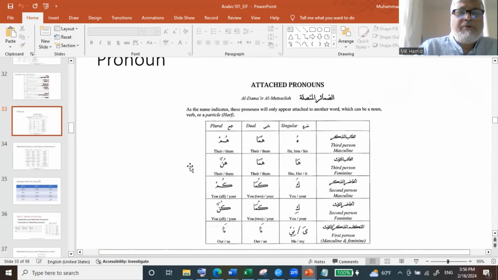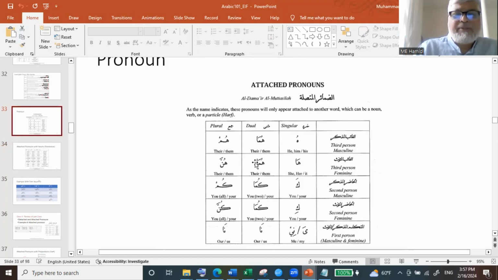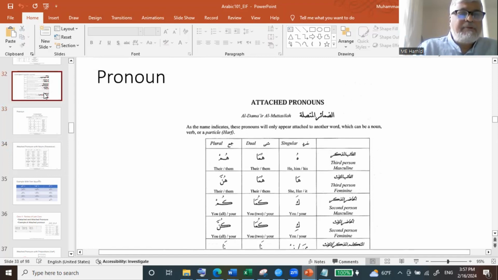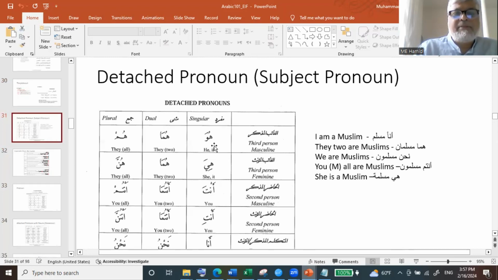Today, inshallah, we'll review what we have done last class, where we stopped looking at the pronouns, which is Damir Muttasila, the attached pronouns, and Damir Munfasila, the detached pronouns. These are all attached pronouns. We've done the detached pronouns before that. The detached pronouns look like this, where detached means the pronouns can stay independently.